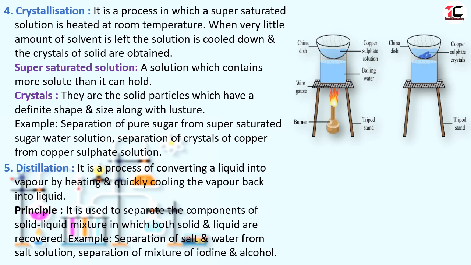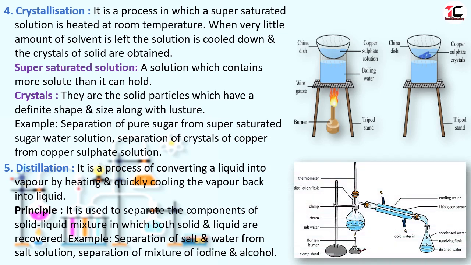What is the principle behind it? It is used to separate the components of solid liquid mixture in which both solid and liquids are recovered. We can get the solid as well as the liquid. For example, separation of salt and water from the salt solution, separation of mixture of iodine and alcohol. Let us see in the diagram.